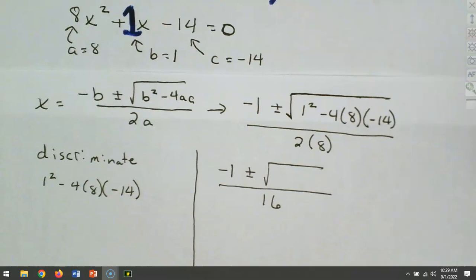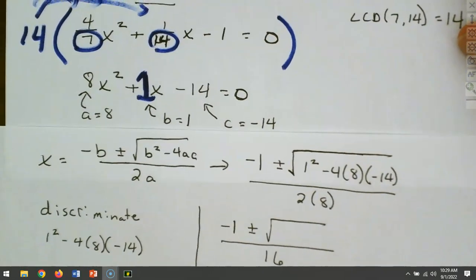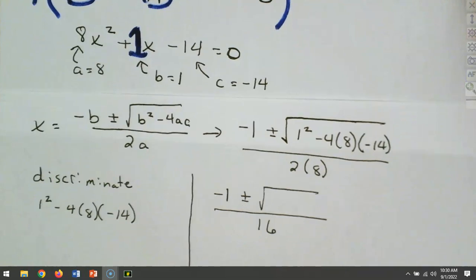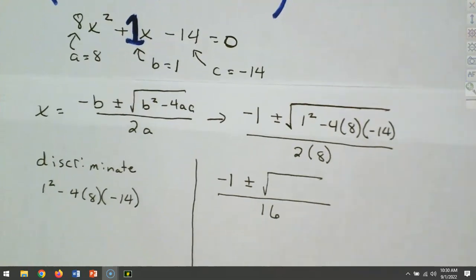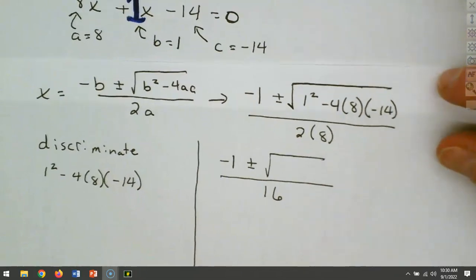So is everyone okay with what we did so far? So let's review what we did. First thing we did was we multiplied everything by what? We multiplied it by 14. That cleared our fractions out, didn't it? Then we made sure it was set to 0. If it's not equal to 0, move things over so that it is. Then we labeled our A, our B, and our C. We wrote up our quadratic formula and plugged the pieces in.